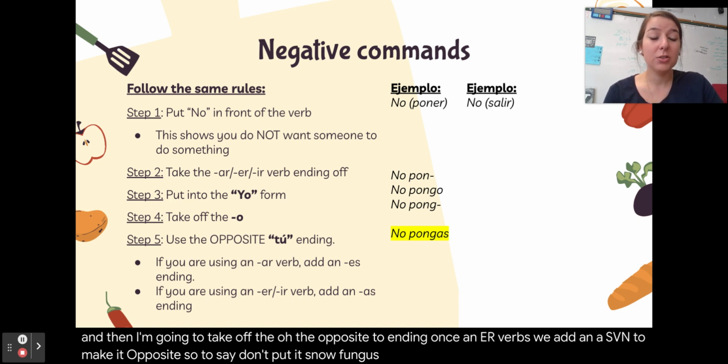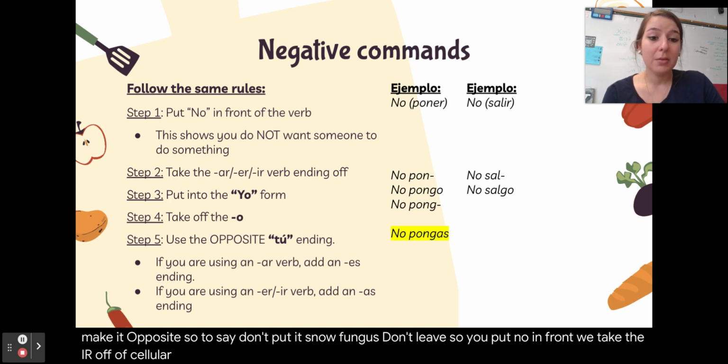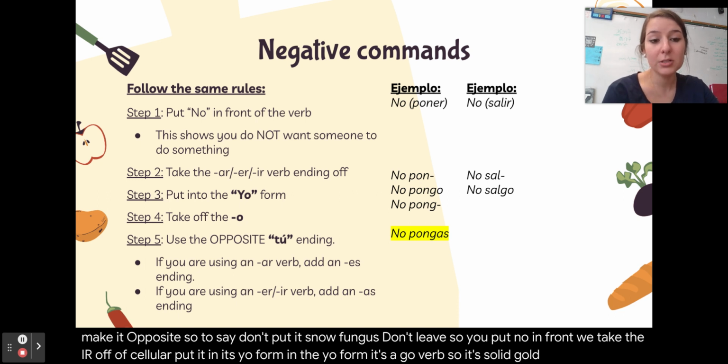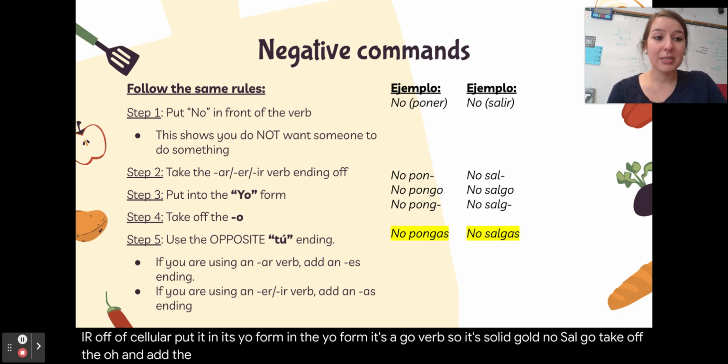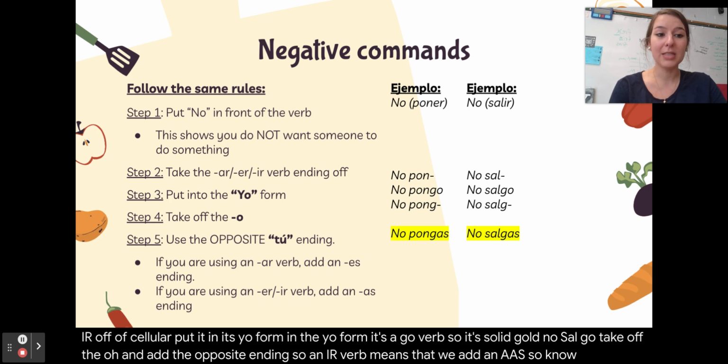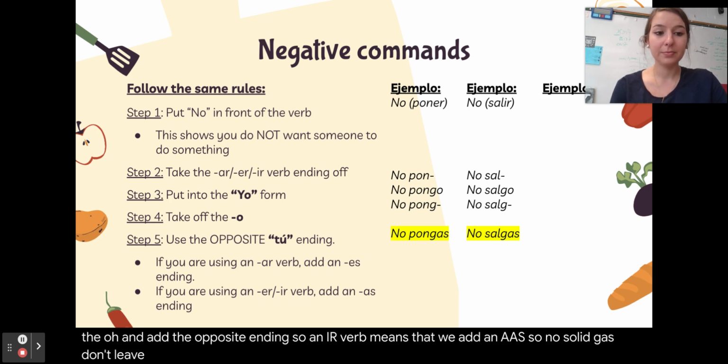Another example, don't leave. So you put no in front. We take the IR off of salir, put it in its yo form, and in the yo form, it's a go verb, so it's salgo, no salgo. Take off the O and add the opposite ending. So an IR verb means that we add an AS, so no salgas, don't leave.